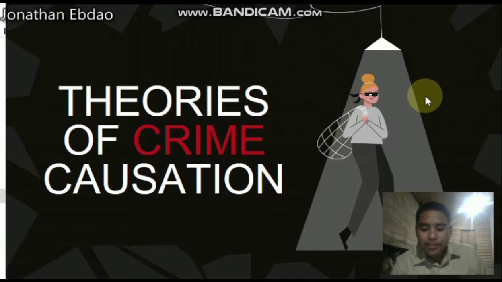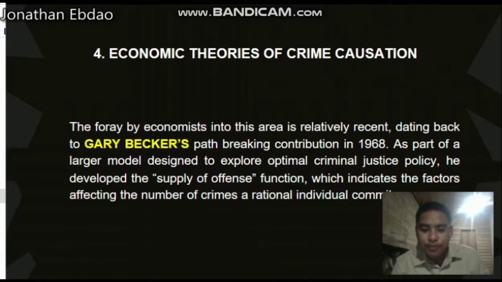The next theory of crime causation is the economic theories of crime causation. The foray by economics into this area is relatively recent, dating back to Gary Becker's path-breaking contribution in 1968. As part of a larger model designed to explore optimal criminal justice policy, he developed a supply of offenses function, which indicates the factors affecting the number of crimes a rational individual commits. Because the roots of crime are diverse, economics predicated on rational behavior may be a disadvantage in explaining a phenomenon largely viewed as irrational.